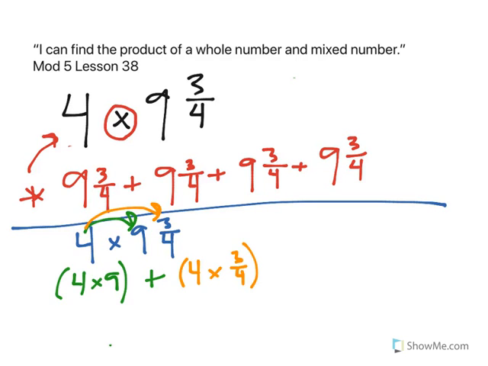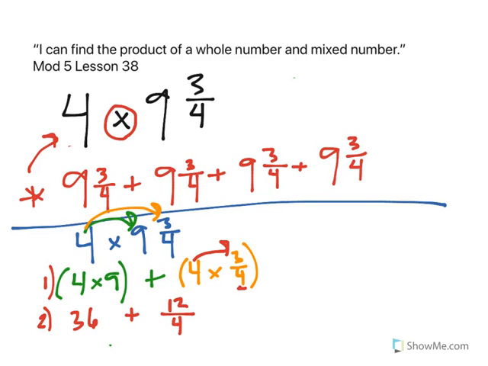And below I can solve it. So step 1 and then step 2. 4 times 9 is going to be 36 plus what's inside the next set of parentheses, 4 times 3/4. So I'm going to do 4 times 3 is 12. And then my denominator is the same.